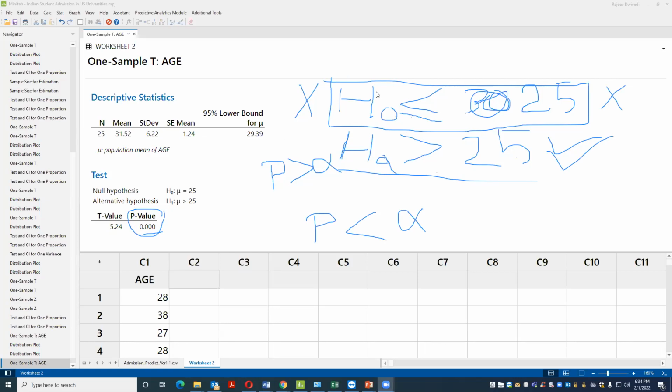Similarly, you can do the opposite case. So this is related to mean.